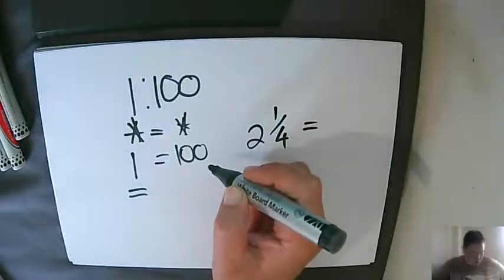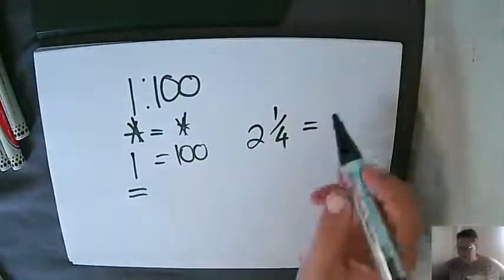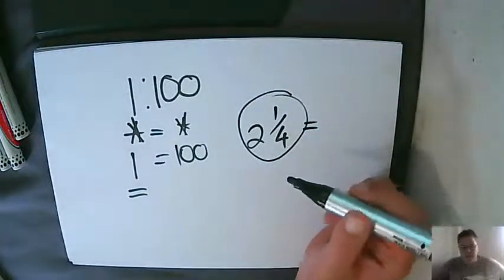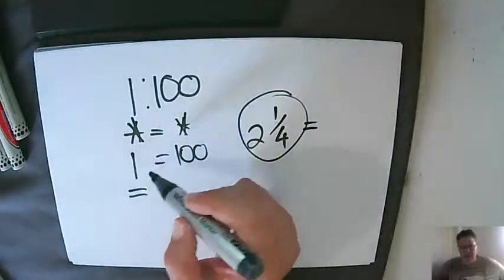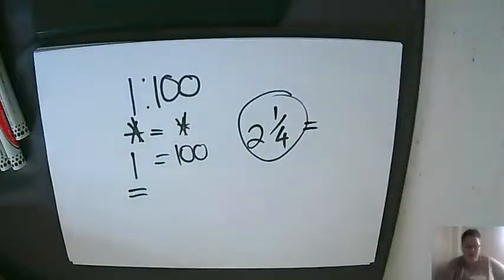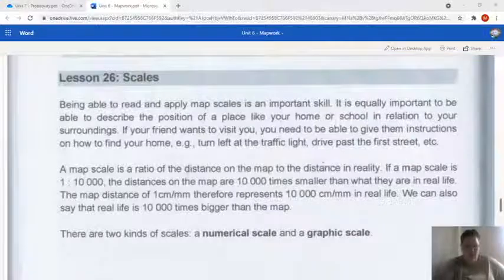Okay, are we all there? I'm not going to work out this fraction now. I will be doing fractions a bit later as well. Okay, so 1 equals to 100. Now we go back to our window capture.